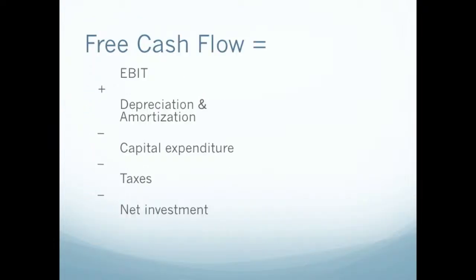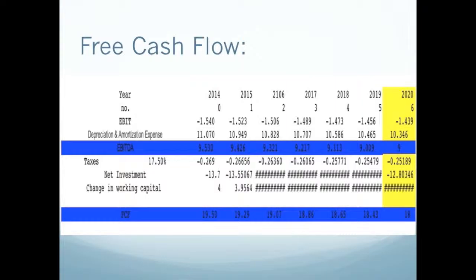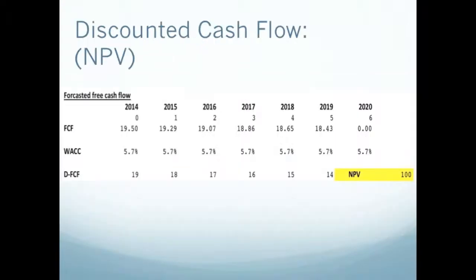Moving on, I had to calculate the company's free cash flow, which I have done by adding EBIT to depreciation and amortization and deducting from it capital expenditure, taxes, and net investment. This provided us with General Electric's free cash flow for the years presented below. As we can see, the free cash flow is declining annually because the company is negatively growing.